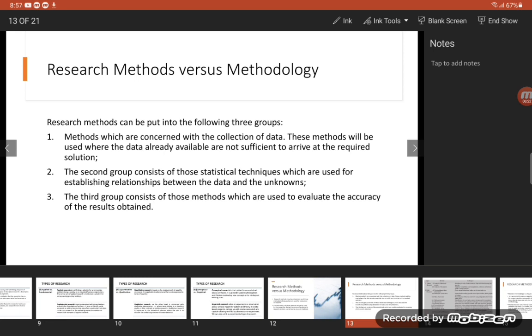So research method can be put into the following 3 groups. Number 1 is concerned with collection of data. Number 2, the statistical technique that will be used. And number 3, method of evaluation of the accuracy of the results. Or in other words, robustness check of the results. So this is research method.